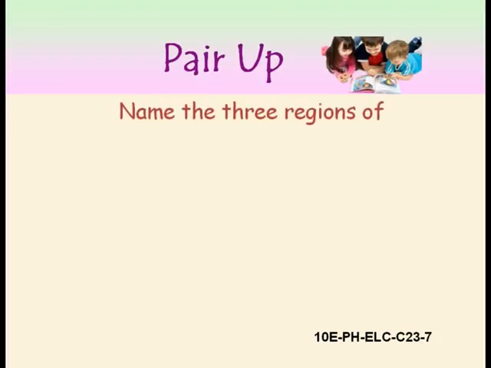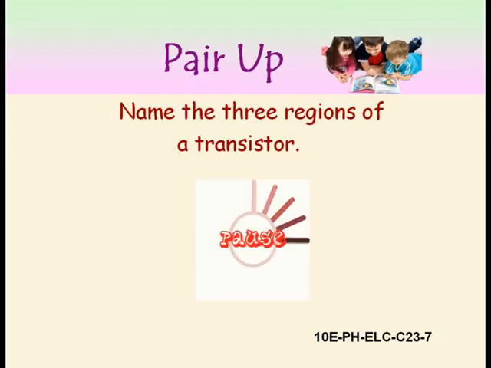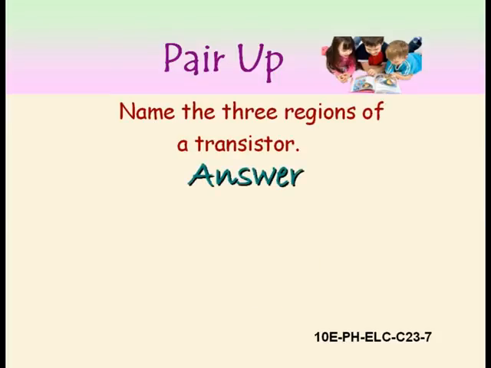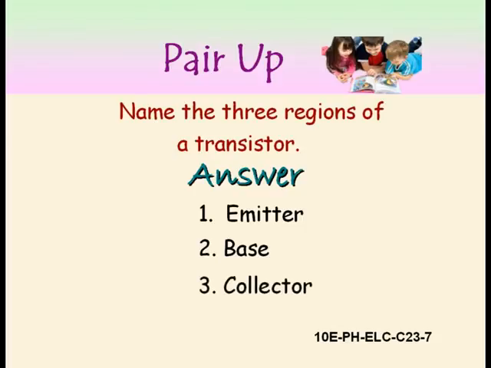Now children, pair up and answer. Name the 3 regions of a transistor. Answer. The 3 regions of a transistor are emitter, base and collector.